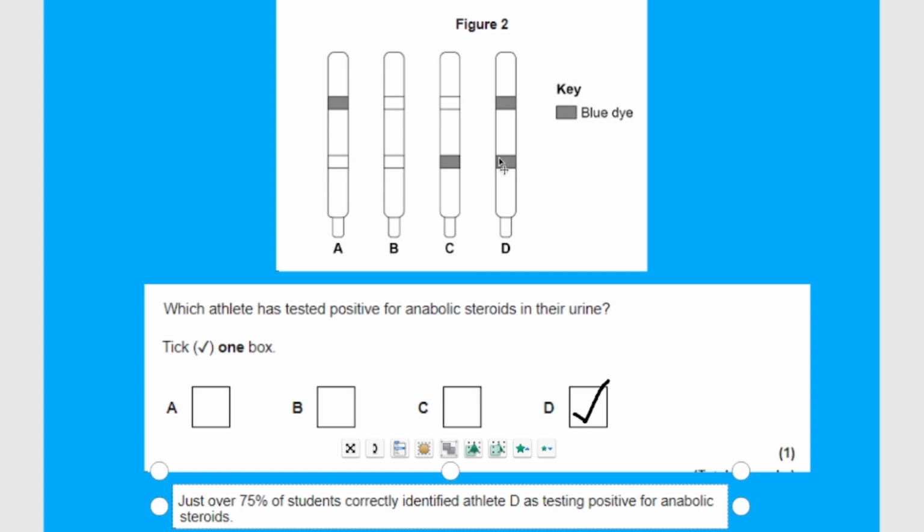So in order to test positive, this is the test window, so you need a line there, but you also need the control window to work, which is why A isn't right, because although the test window worked, there was no control, which means the monoclonal antibodies hadn't bound down here, or the dye hadn't made it, or the monoclonal antibodies hadn't made it that far. And that means that that doesn't count.